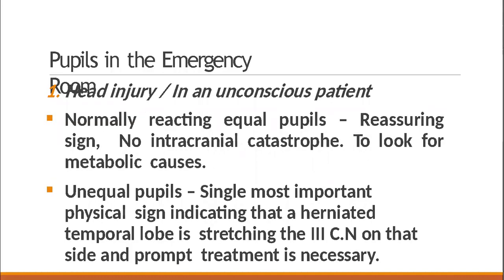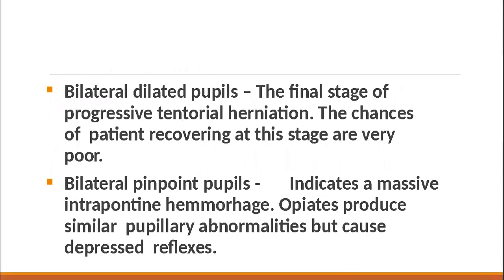So in head injury in an unconscious patient, we have to always see the pupils. If the pupils are normally reacting and equal, then usually there is no intracranial catastrophe. But if there is an unequal pupil, it is the single most important physical sign that there is a herniated temporal lobe stretching the third nerve on that side, and prompt surgical treatment may be necessary. Bilateral dilated pupils usually indicate a very grave disease, and it may also indicate brain death. And bilateral pinpoint pupils may be because of massive intrapontine hemorrhage or opiate poisoning.